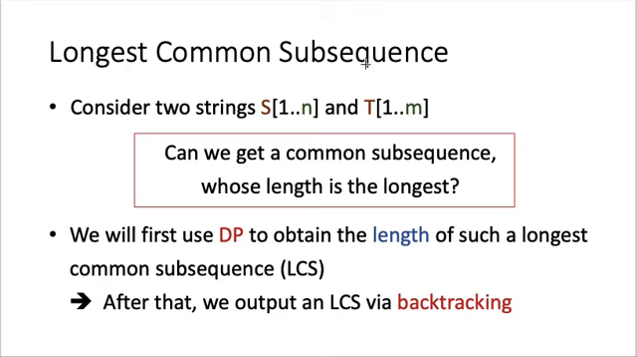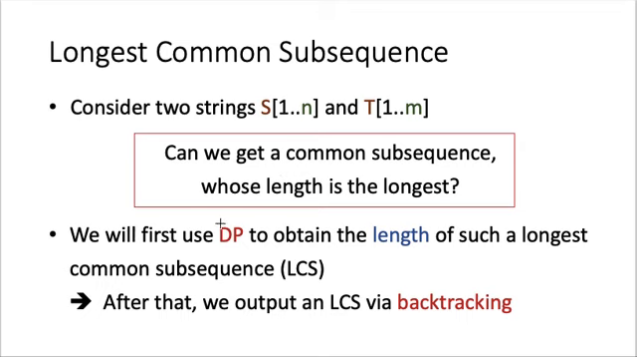Now, the longest common subsequence problem is defined as follows. Suppose that we have two strings, S of length n, S[1..n], and T of length m, T[1..m]. We want to find a common subsequence of them such that the length is the longest. Now notice that the longest common subsequence that we have here may not be unique. But on the other hand, because it is longest, all the longest common subsequences, even though they are not unique, must have the same length.